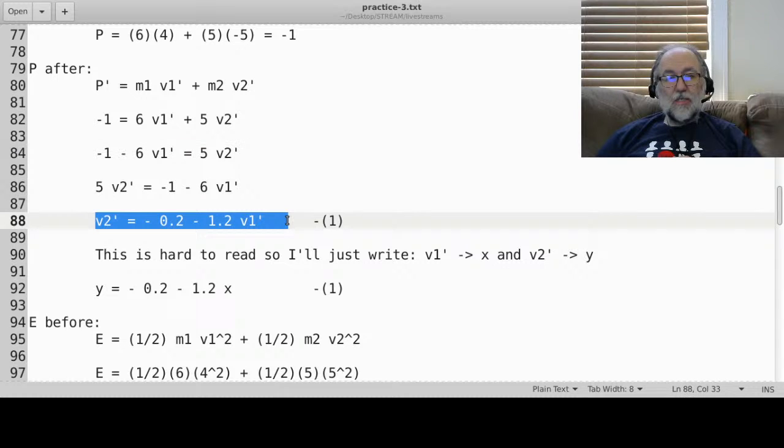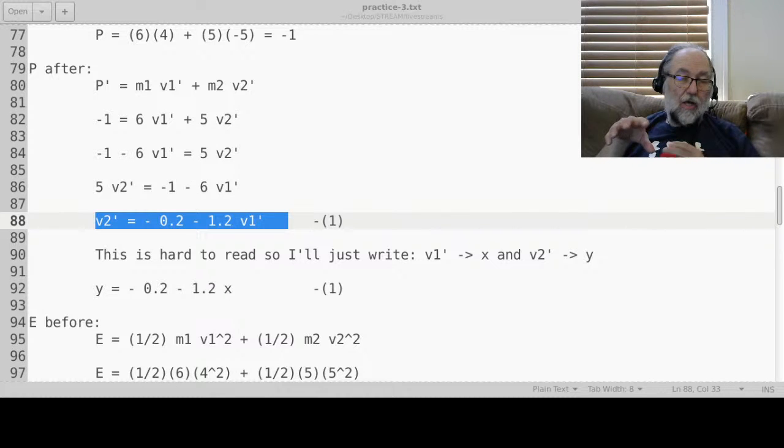What I did was I got to this point where I isolated V2 primed in terms of V1 primed. I could have done it the other way around as well. I could have isolated V1 primed in terms of V2 primed. But as long as you isolate one of the velocities in terms of the other, you'll be able to use it later. Why I did this, you'll see in a second, but that's what I did do. So all I did was isolate V2 primed in terms of V1 primed. It's one equation. I called it equation number 1.